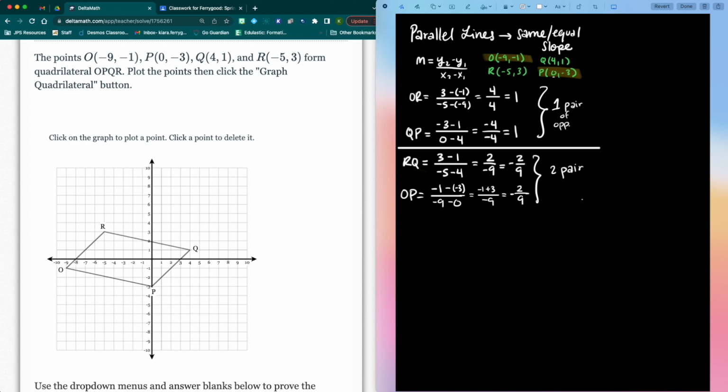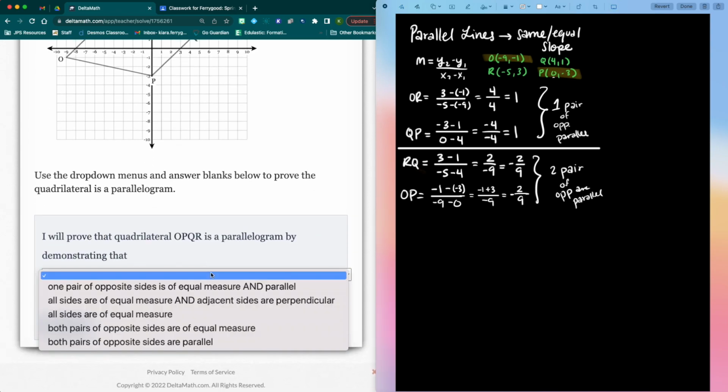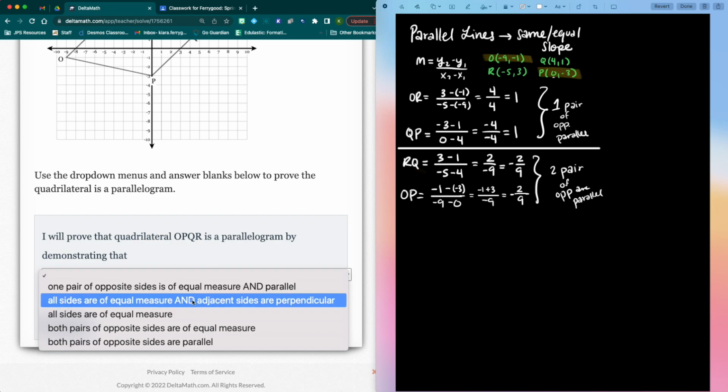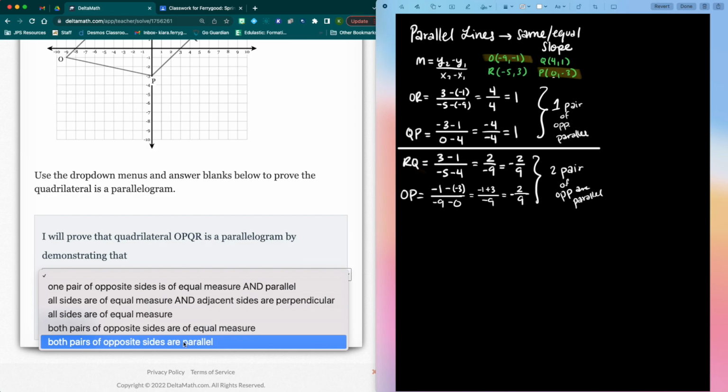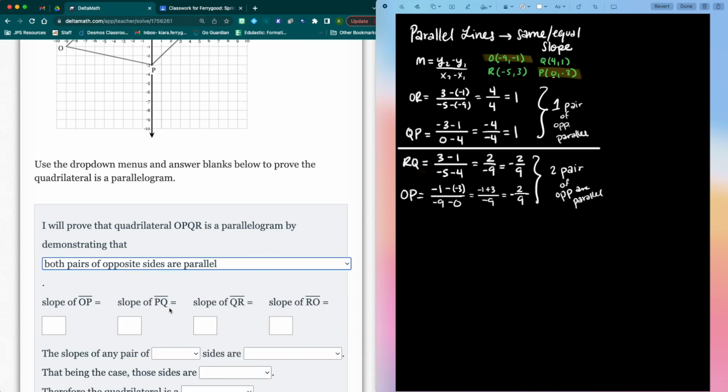So again, once you know that your opposite sides are parallel, then you are good. Okay, now you have proven what you need to see, right? They want you to prove it's a parallelogram. So I'm going to scroll down here and say I've demonstrated that this quadrilateral is a parallelogram because we have both pairs of opposite sides are parallel.